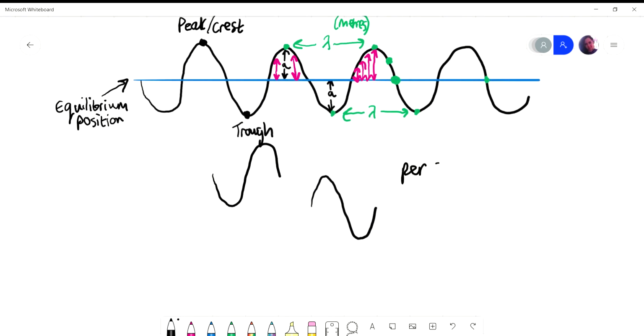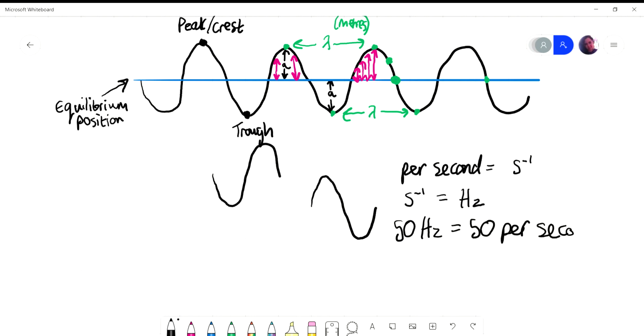So per second is the same as writing this, s to the -1. However, that's not technically what we write. We tend to write hertz instead. So per second is also written as Hz, capital H, lowercase z. That's not 2, and that means hertz. So we always say hertz, but just to give you some understanding, that means per second. So 50 hertz means 50 per second. So 50 waves per second. Okay.